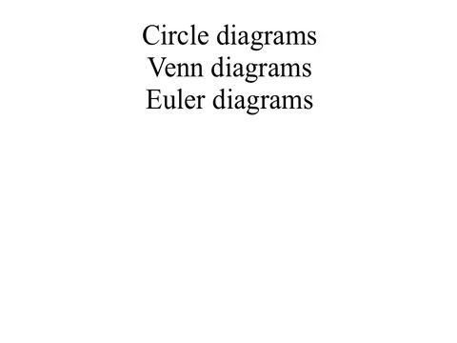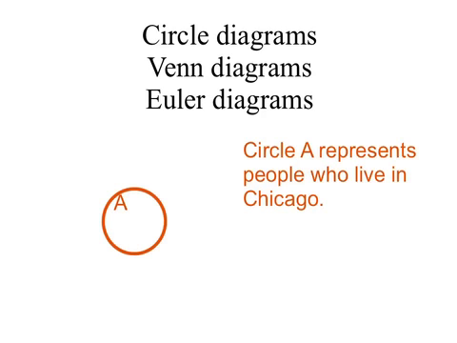Now let's look at circle diagrams, Venn diagrams, and Euler diagrams. Well, one geometry textbook I have calls circle diagrams Venn diagrams, and the other calls them Euler diagrams. So I went to Wikipedia. Wikipedia assured me that Venn diagrams and Euler diagrams were related when used in statements of logic.